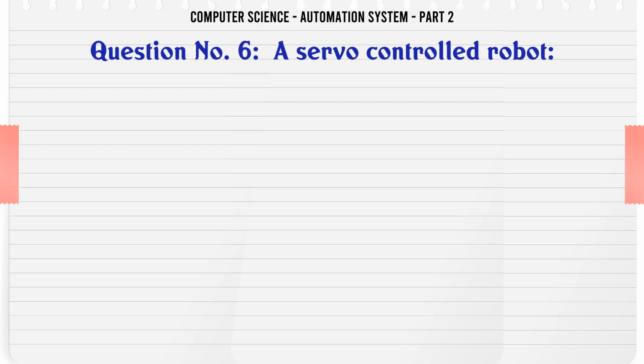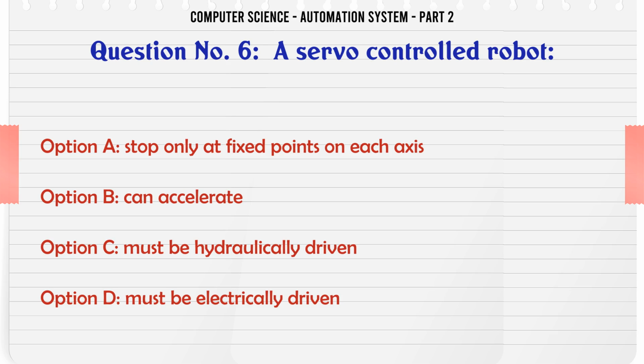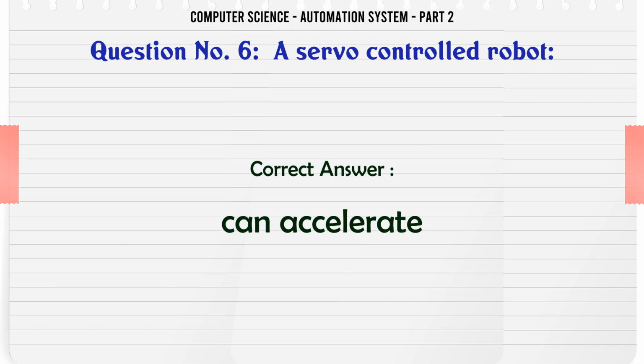A servo-controlled robot. A. Stops only at fixed points on each axis. B. Can accelerate. C. Must be hydraulically driven. D. Must be electrically driven. The correct answer is can accelerate.